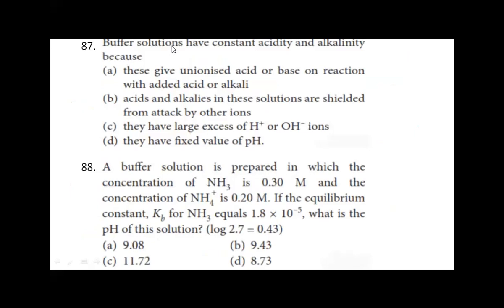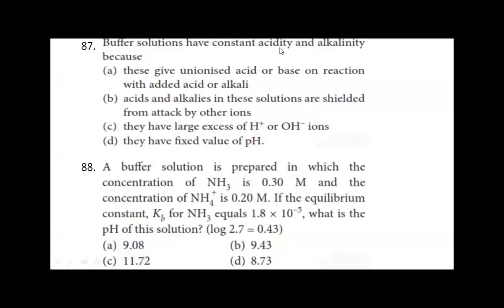Next question. Buffer solutions have constant acidity and alkalinity because, why do they have constant acidity and alkalinity? Option A: these give unionized acid or base on reaction with added acid or alkali. Option B: acids and alkalis in these solutions are shielded from attack by other ions. Option C: they have large excess of H plus and OH minus ions. Option D: they have a fixed value of pH.